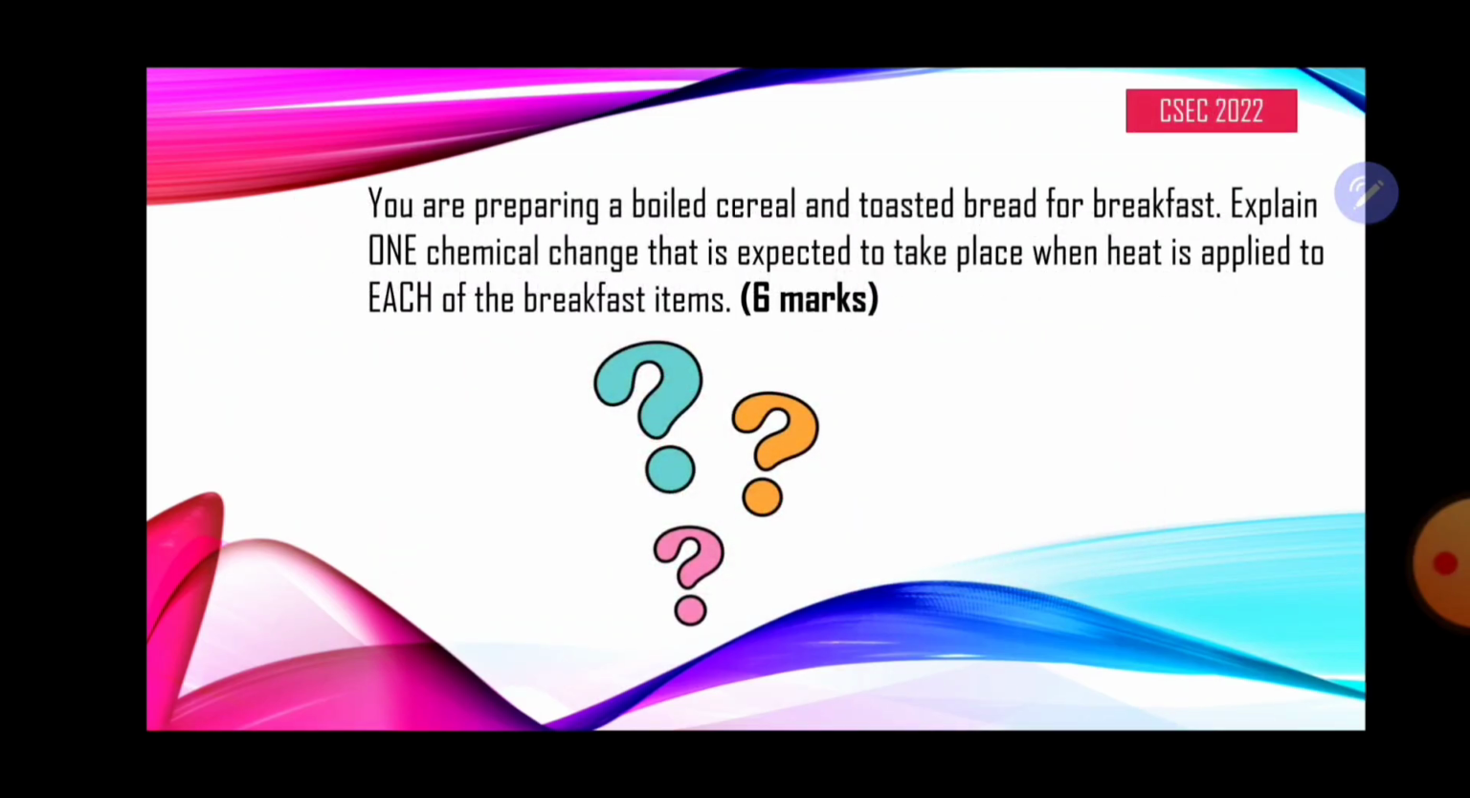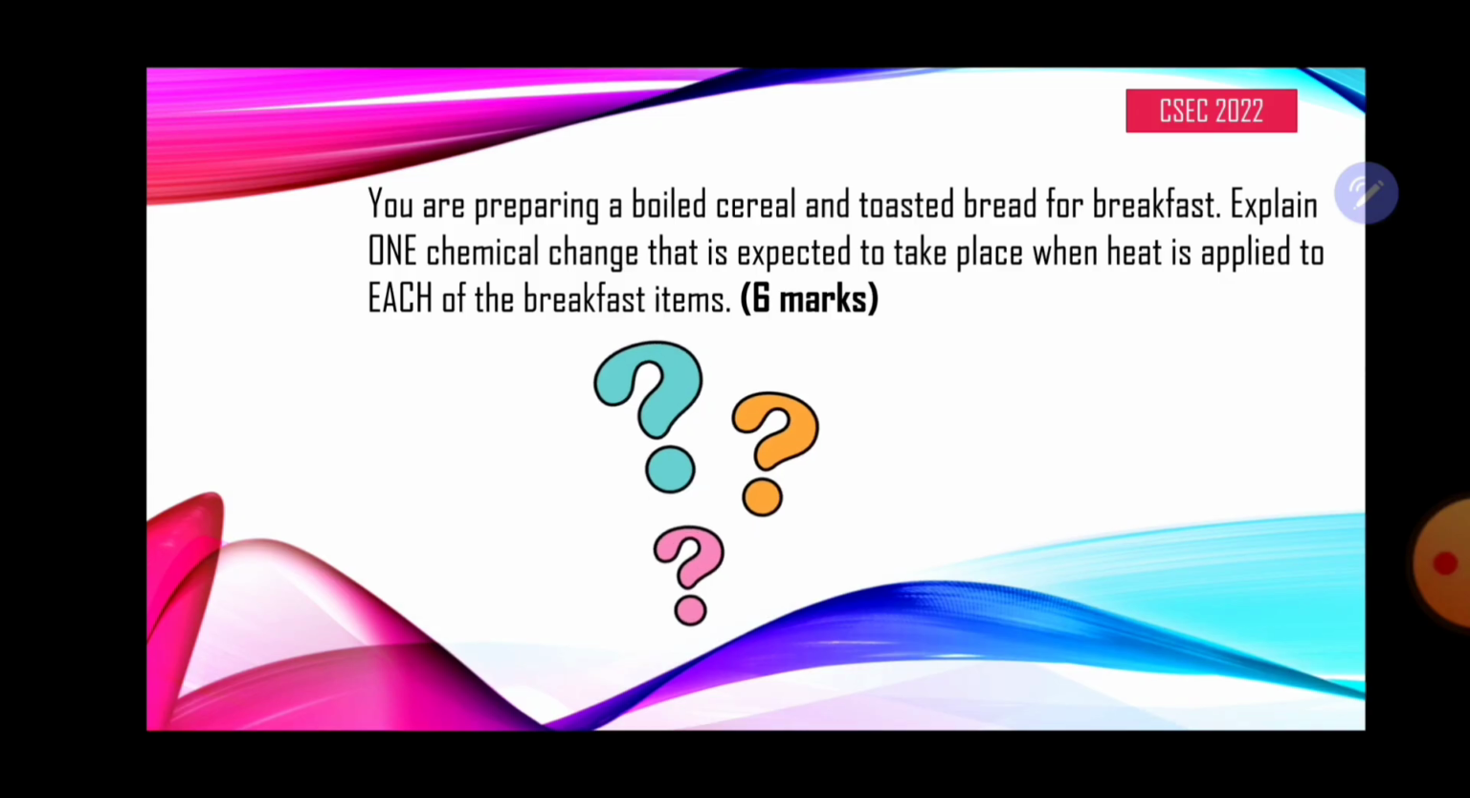Good. You are preparing boiled cereal and toasted bread for breakfast. Explain one chemical change that is expected to take place when heat is applied to each of the breakfast items. Now, what is a chemical change? If you say a chemical change is something that is irreversible, you are correct, right?